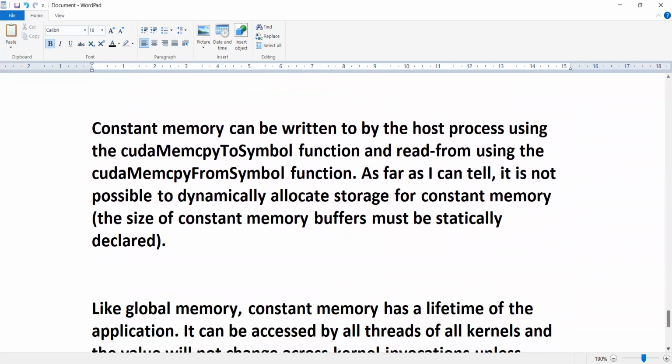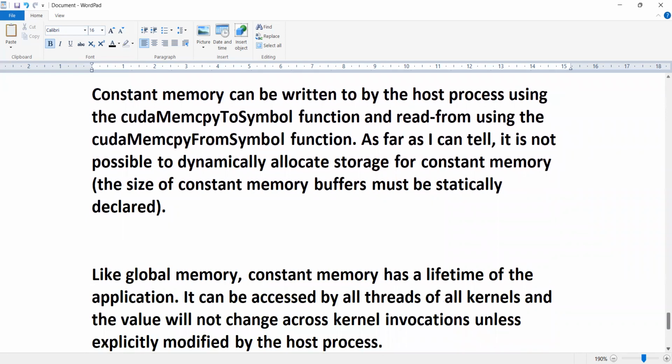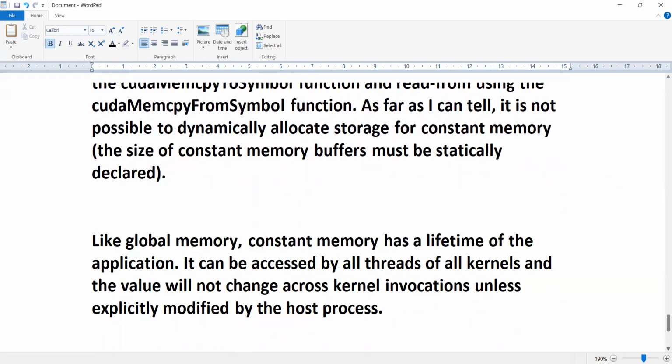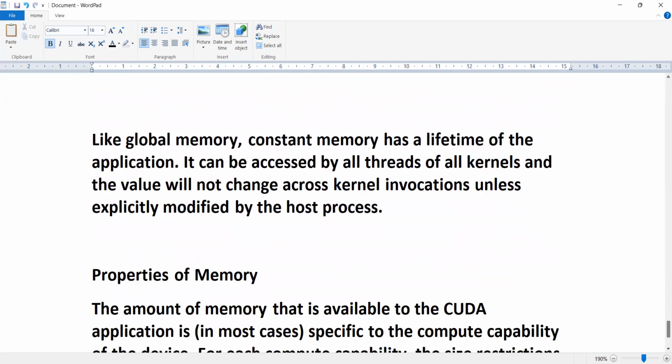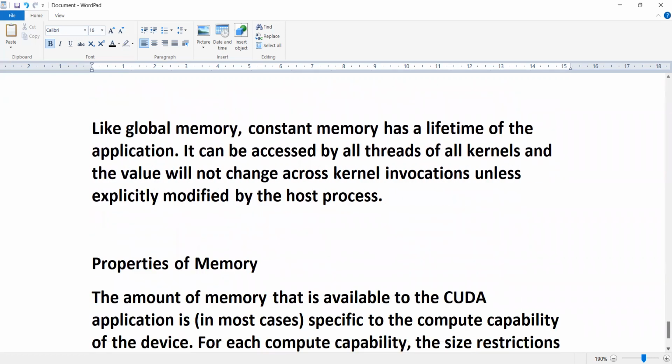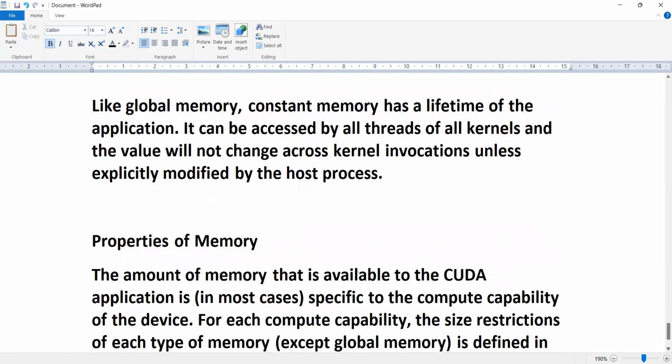Constant memory can be written to by the host process using the cudaMemcpyToSymbol function, and read from using the cudaMemcpyFromSymbol function. As far as I can tell, it is not possible to dynamically allocate storage for constant memory. Like global memory, constant memory has a lifetime of the application. It can be accessed by all threads.